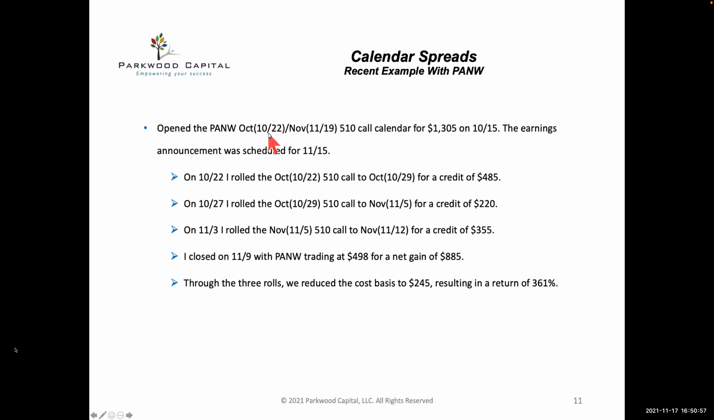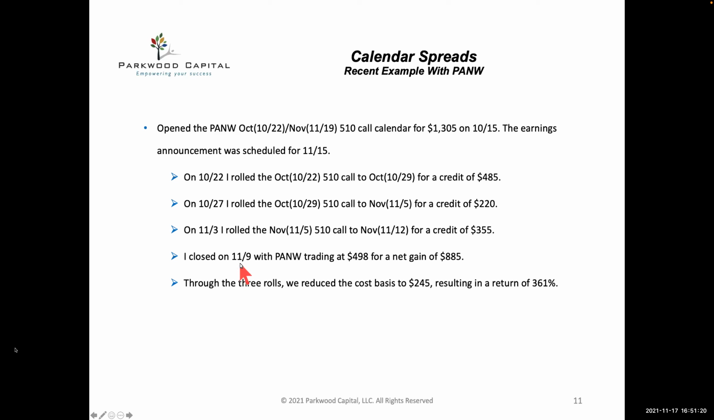Then I sold the current one, the 10/22. And so on the 22nd, I rolled that out, brought in a credit of 485. Because remember, we paid quite a bit for this calendar. That brought it down quite a bit. On the 27th, I did it again, rolled for 220. And then on the 3rd of November, I rolled for 355 out to 11/12.